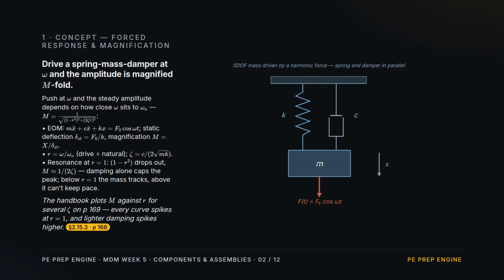Below resonance, the mass follows the force. Near it, it blows up. Above it, the mass can't keep pace.